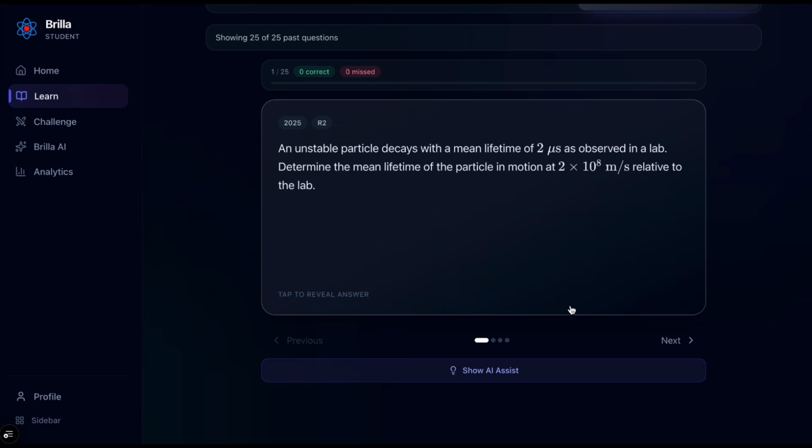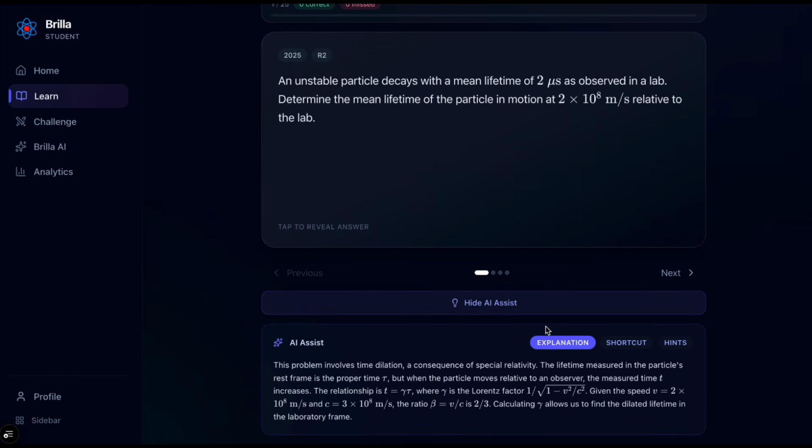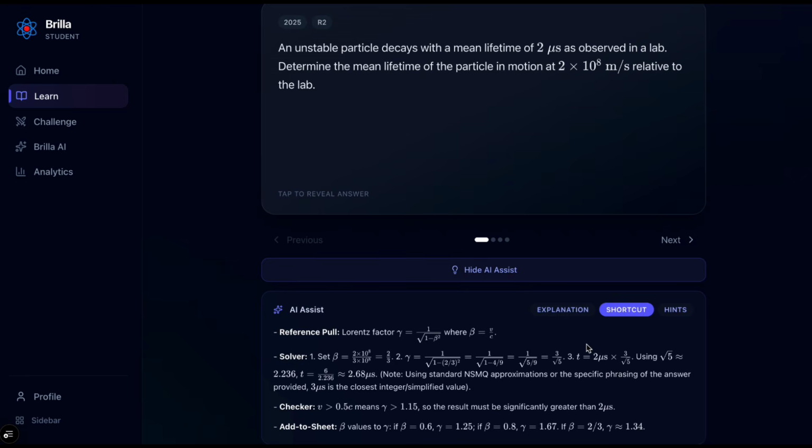One of the cool features that the practice questions have is an AI assist. If you click this AI assist, it's going to open up a panel where the AI would explain how to use the formula. It's going to explain the question to you, what formula to apply, and how to use the formula. And there's an extra tab called the shortcut. What a shortcut does is it will look at the question, look at the database of NSMQ questions that I have, and figure out what would have been a faster way to solve it, right?